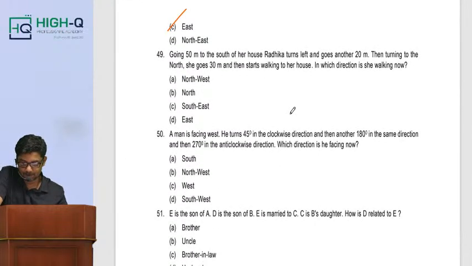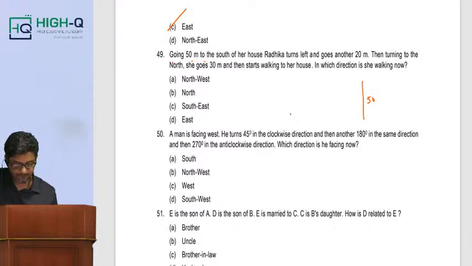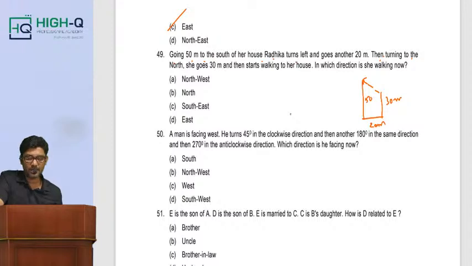That's it. Now, going 50 meters to the south of our house, Radhika turns left and goes 20 meters. Then turning to the north, she goes 30 meters. And then starts walking to her house. In which direction is she walking now? This is where her house is. It is nothing but northwest. Option A.